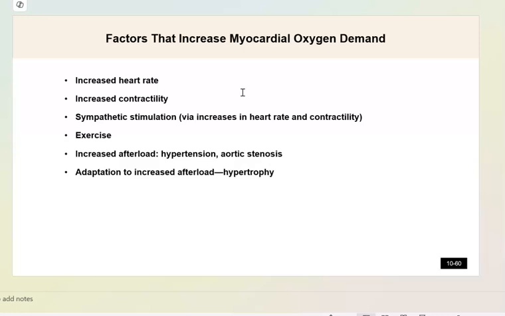What happens then is that over time, as that heart has to work harder and the coronary tissue demands more oxygen, our body tries to compensate by developing hypertrophy. So if you have left ventricular hypertrophy, that is an adaptation that happens as a result of chronically increased afterload.